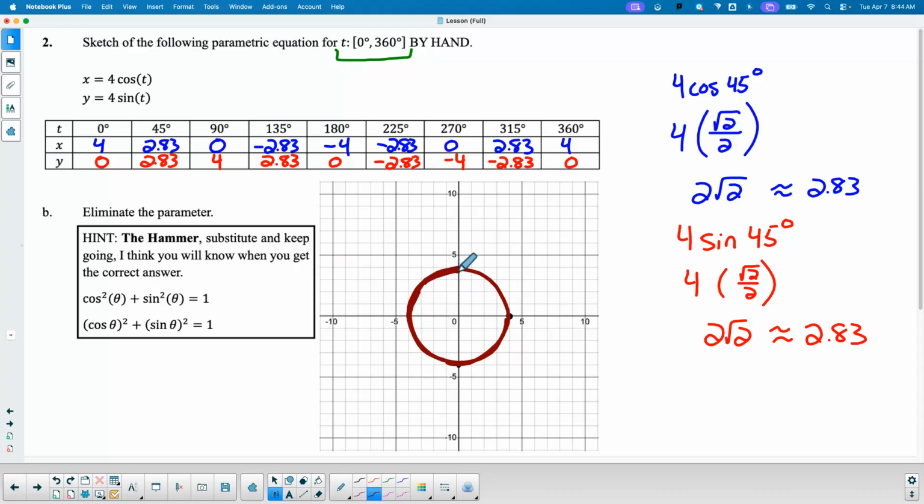Not gonna lie to you, that's one of the best circles I ever drew. Telling you that right now. What's up?